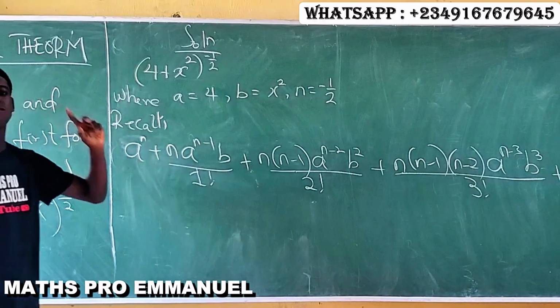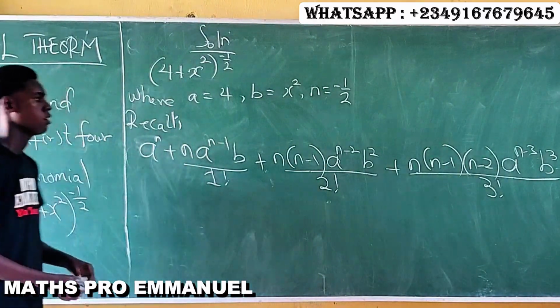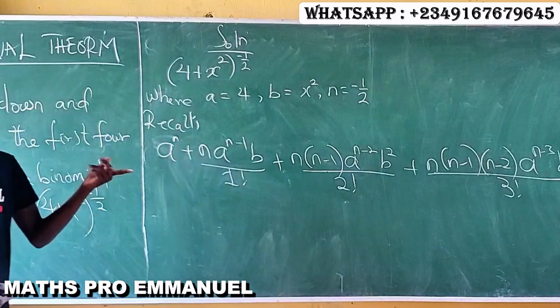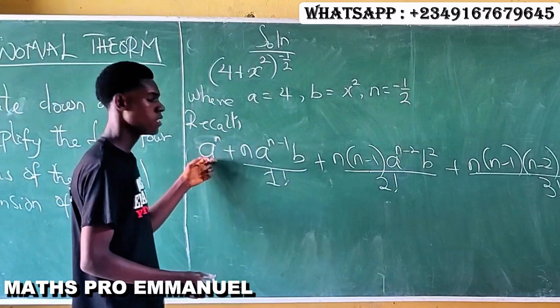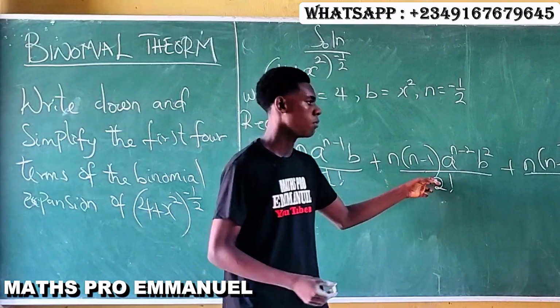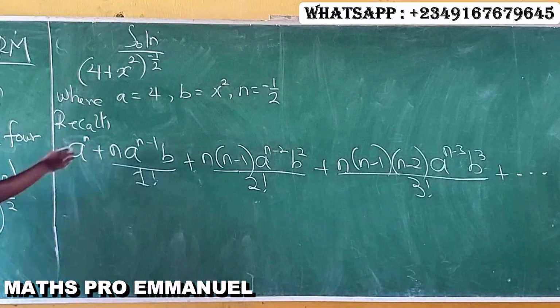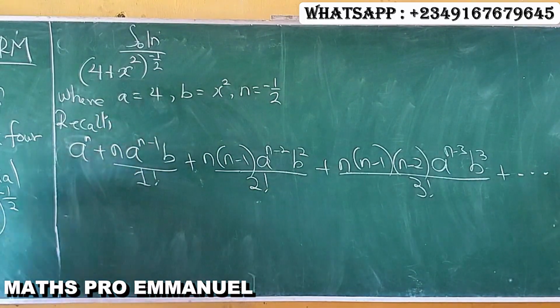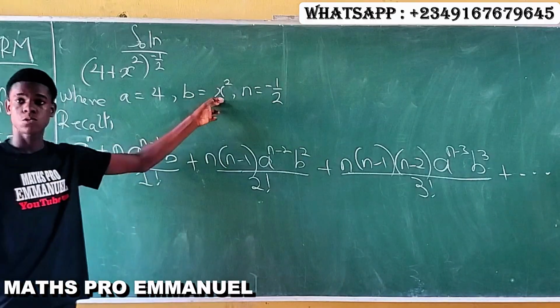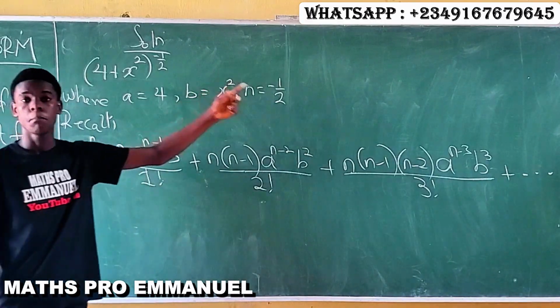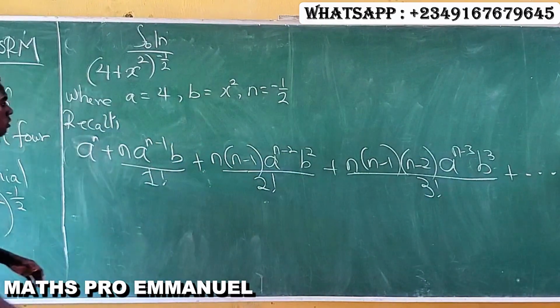Now the question says find the first four terms. This is the first term, this is the second term, this is the third term, and this is the fourth term. Now we are using the formula. We know that a is 4, b is x squared, and n is minus 1 over 2. Simply put in those values.